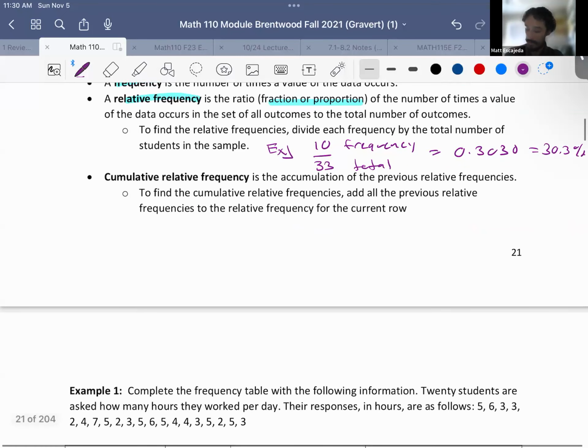Now let's check out cumulative frequency. Like I said before, this paragraph might seem a little confusing, but once we do an example on the next page, it might start to make more sense. It's very similar to relative frequency, but this time it's accumulation, meaning we're adding things together. Let me read it through. Cumulative relative frequency is an accumulation of the previous relative frequencies. To find the cumulative relative frequencies, add all the previous relative frequencies to the frequency for the current row. A lot going on, but once we start doing it, you'll see how it works.